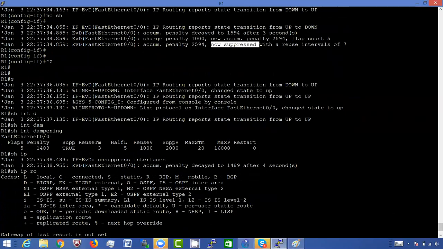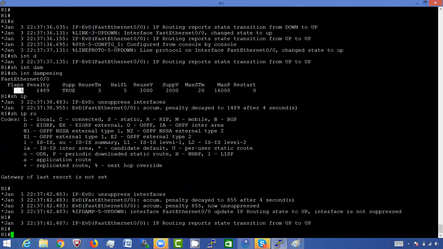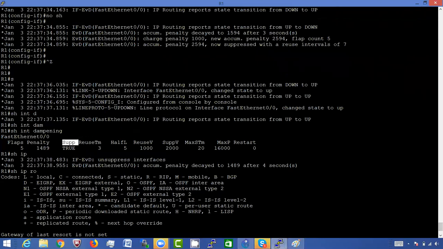See, when I did show interface dampening, at that time there were five flaps. One flap was earlier, and now I have done four flaps continuously. At this time my penalty was 1489. Suppress is true because right now my router has suppressed this interface. Why? Because the penalty has exceeded 2000. It had gone to 2594, so my router has suppressed this interface.